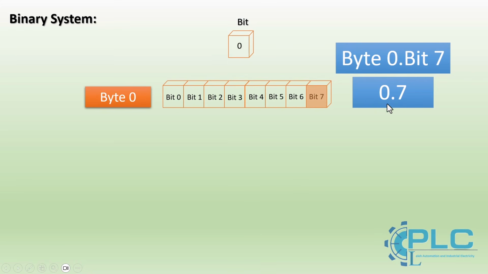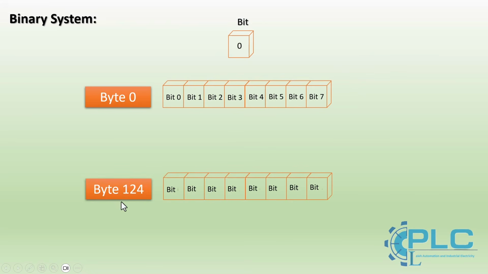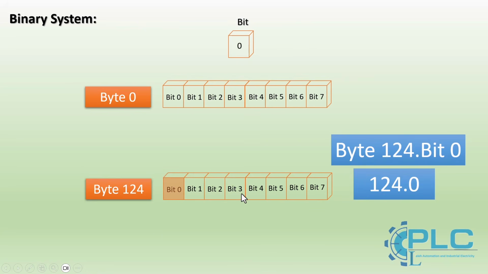Now let's take a bigger example. Suppose we are working with byte 124. Just like byte 0, byte 124 also contains 8 bits, numbered from 0 to 7. For example, the first bit is 124.0. The fourth bit is 124.3. And the last bit is 124.7. The rule is always the same. The number before the dot is the byte address, and the number after the dot is the bit address.